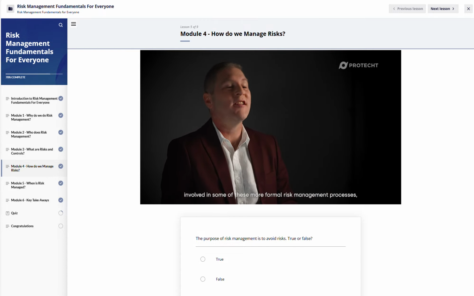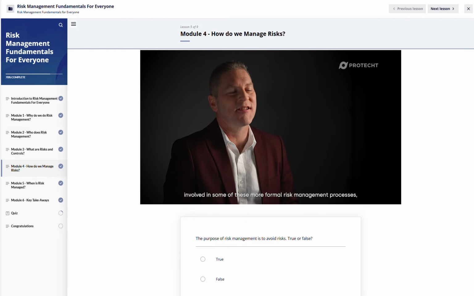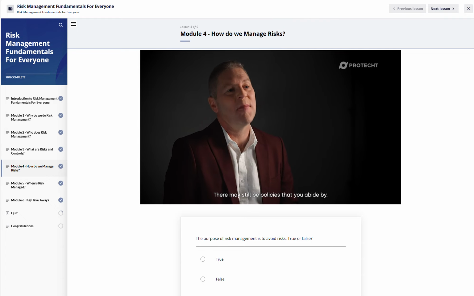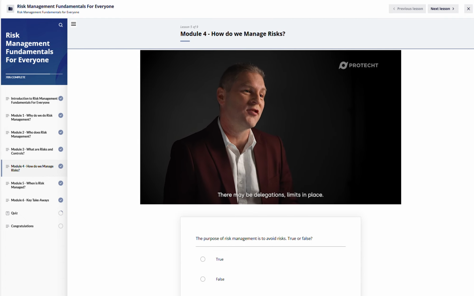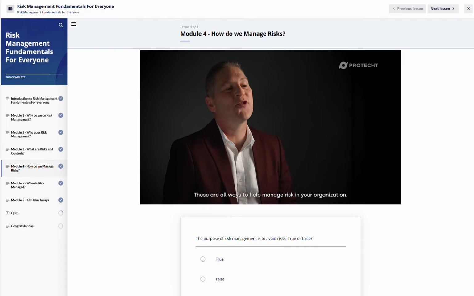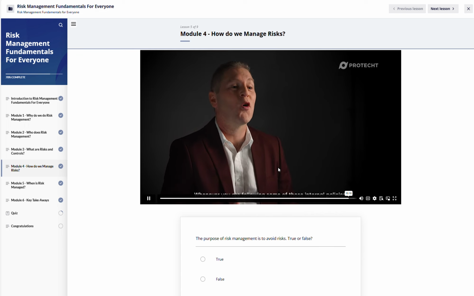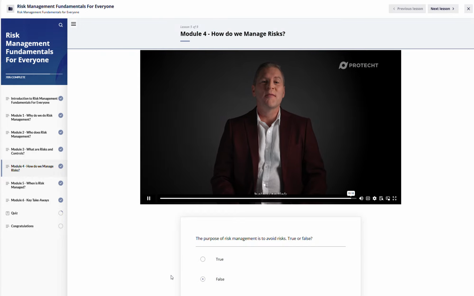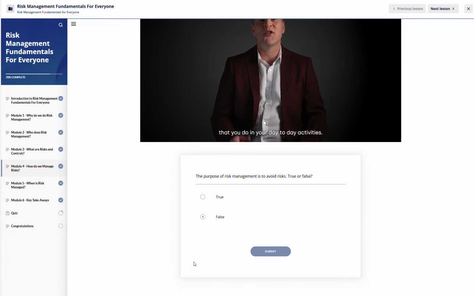Now, you may not be involved in some of these more formal risk management processes, but even if you aren't, risk management is right under your nose. There may still be policies that you abide by. There may be delegations, limits in place. These are all ways to help manage risk in your organisation. Whenever you are following some of those internal policies, that is part of risk management. We'll provide you some resources below to link some of these formal risk management processes to the risks and risk management processes that you do in your day-to-day activities.